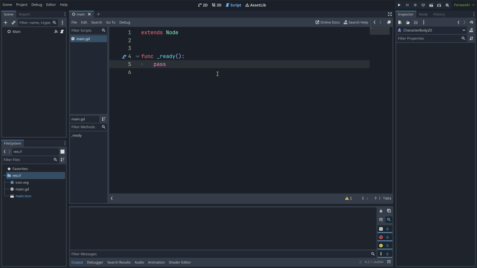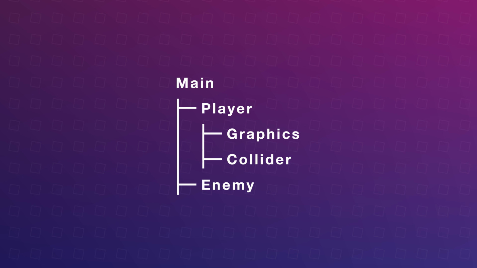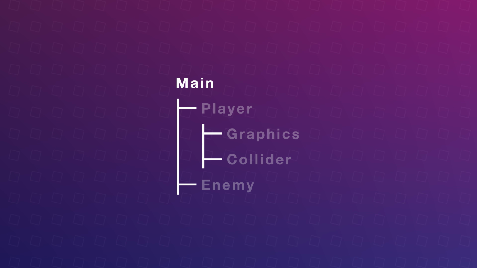Call down, signal up. When writing GDScript, there are of course many best practices that we can choose to adhere to. Going over all of them is a video on its own, but one that is particularly important is call down, signal up, which we use as a rule of thumb when communicating between nodes. Every scene in Godot is a tree of nodes, and the beginning of the tree is called the root node, which is the highest in the hierarchy.